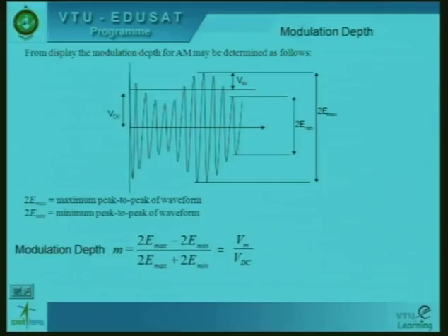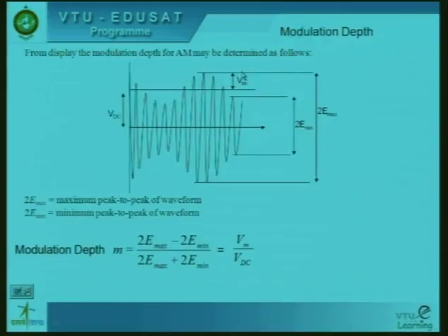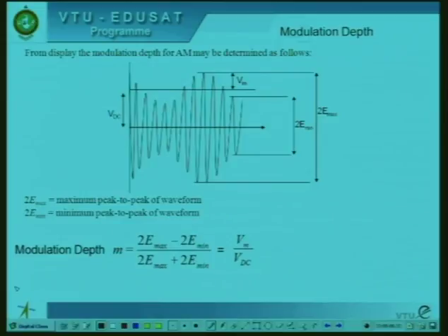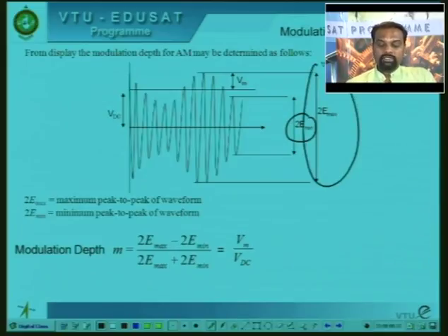Now this AM signal, represented graphically in the time domain, is given by this expression. So you have Vm here, which is the modulating signal over there. We have Vm on one side, and VDC is the carrier. Now you find that after modulation, the lowest peak-to-peak amplitude of the AM signal is given by 2 times E minimum, and the maximum peak is given by 2 times E max.